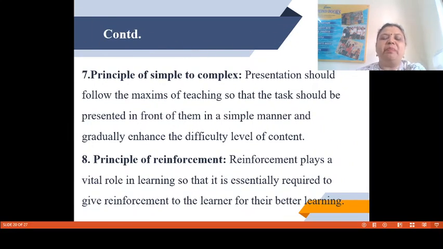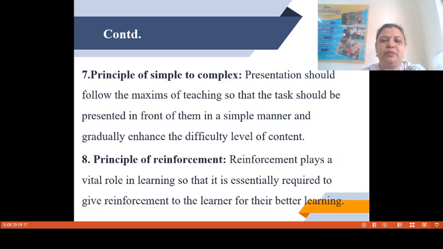Principles of simple to complex. Presentation should follow the maxims of teaching, so that the task should be presented in front of them in a simple manner and gradually enhance the difficulty level of content.